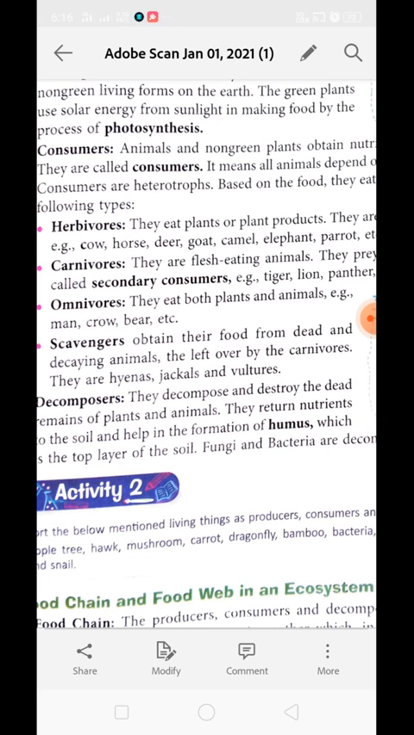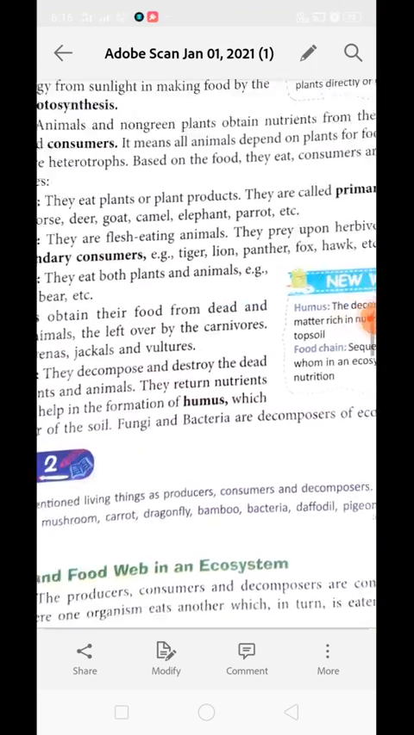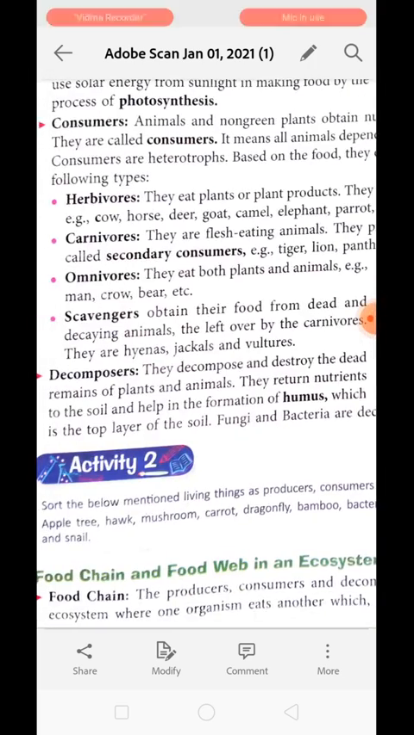It means whenever the leftover part of any animal remains in the soil for a longer period of time, what will happen? The decomposer will feed on it and break down the complex nutrient material into simpler ones and mix it with the soil, forming the humus, which is the top layer of the soil. In this way, it is also increasing the fertility of soil. Fungi and bacteria are the decomposers of an ecosystem.